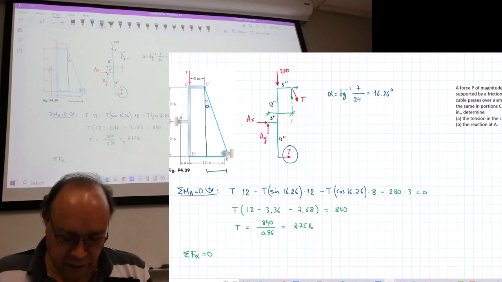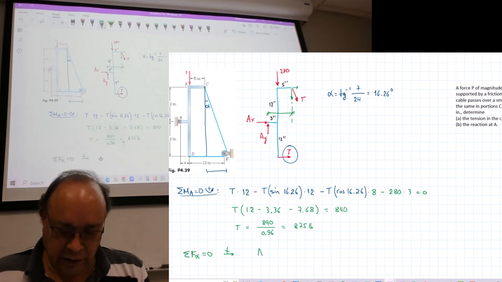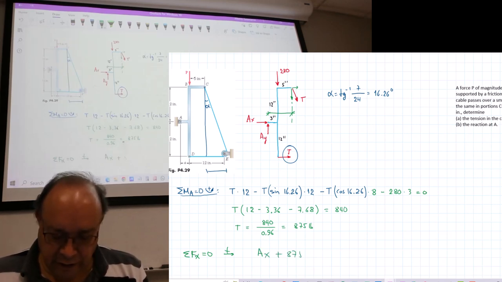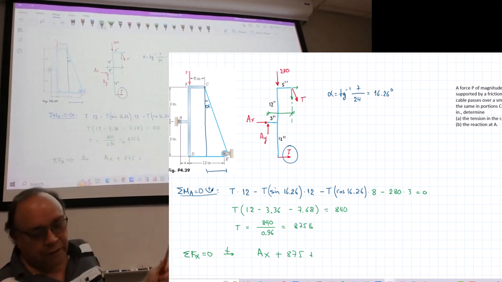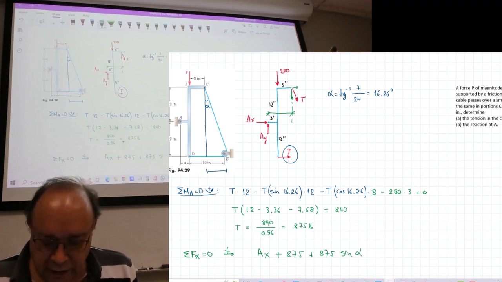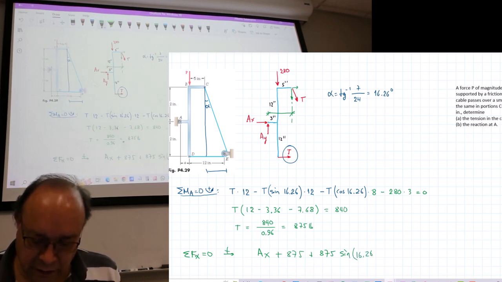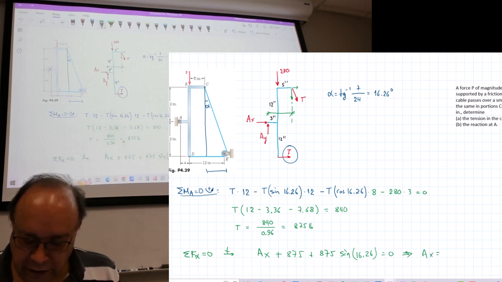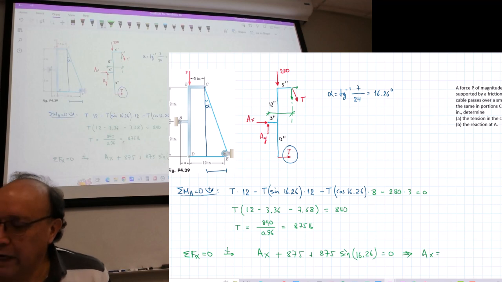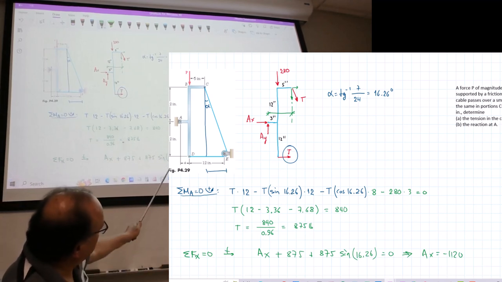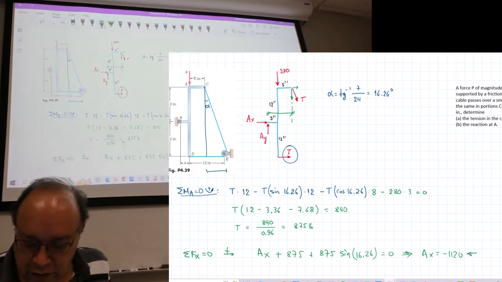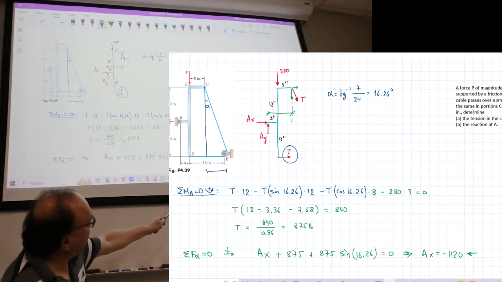Yeah. Summation of forces in the x direction equals 0. I will do positive going to the right, and I will say Ax plus T, 875. I'm doing this T plus the other T that is also going to the right, so it's also positive, plus 875 sine of 16.26 equals 0, right? Well, I guess instead of sine of alpha, I should put sine of 16.26 equals 0. So Ax equals minus, it gives you minus because both are positive, but they will go to the other side as negatives. So that is in the opposite sense because I assumed it to the right, so it's actually to the left because I got the minus sign.